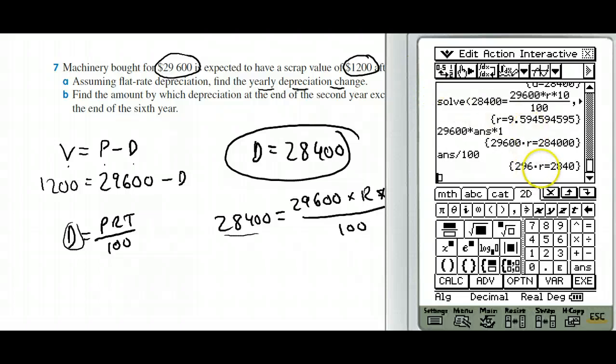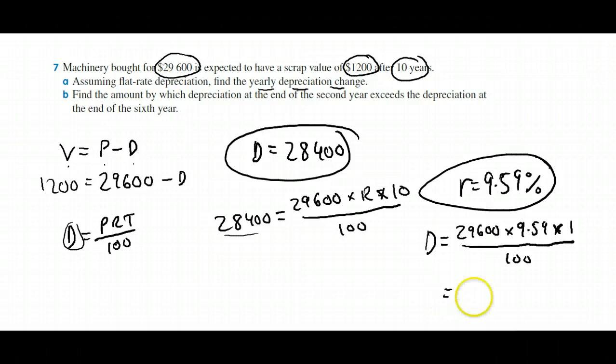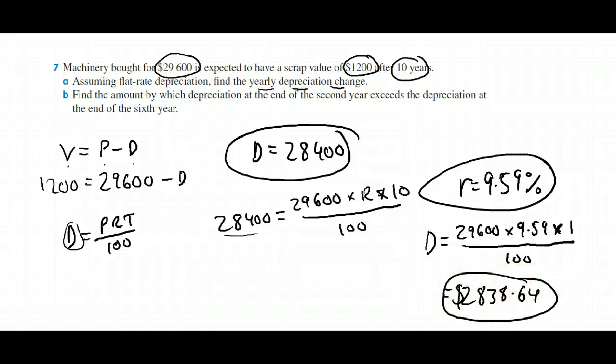Okay, and we've got this funny R thing in here. Let's get rid of that. I think we'll just go back to this equation and put in 9.59 instead of the answer, and then we'll get a straight number. Okay, so we ended up with the yearly depreciation 2838.64. Okay, so that was part A.